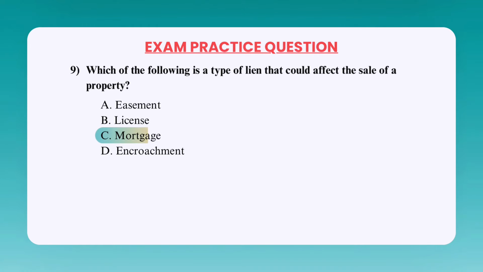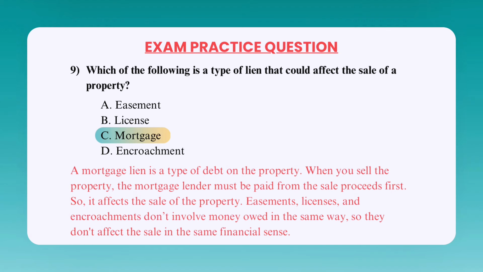The answer is C. A mortgage lien is a type of debt on the property. When you sell the property, the mortgage lender must be paid from the sale proceeds first, so it affects the sale of the property. Easements, licenses, and encroachments don't involve money owed in the same way, so they don't affect the sale in the same financial sense.